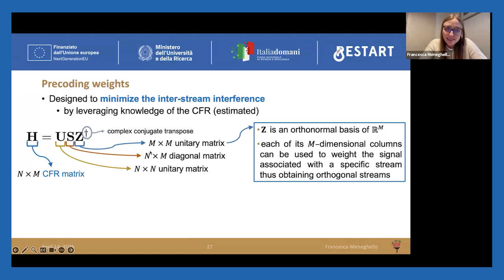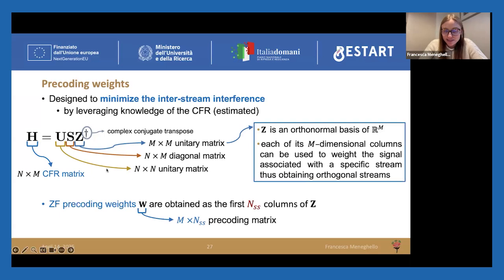And this matrix represents an orthonormal basis in the space R to the M. So we can use the different columns of this matrix, so the different orthonormal vectors, to weight the different streams and create orthogonal streams.